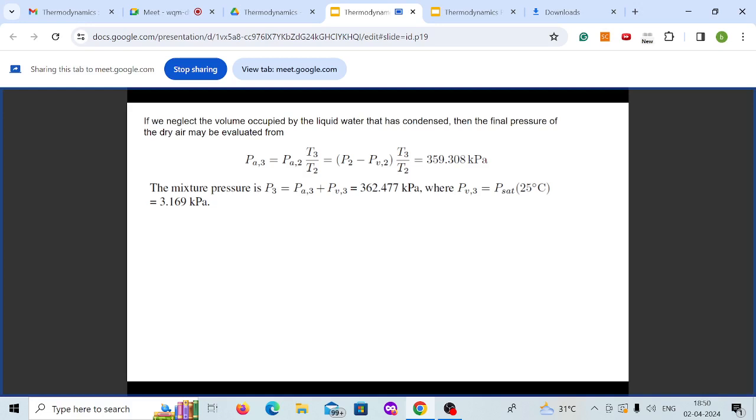Having found the dry air pressure at state 3, and at state 3 the water vapor is saturated because in the constant volume process it has condensed, and saturated liquid and saturated vapor are present. So the saturated vapor pressure is known, and the summation of those will give you the total pressure at state 3.